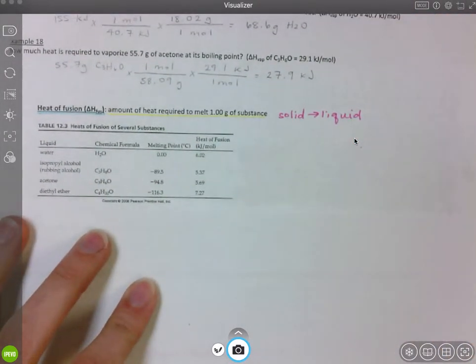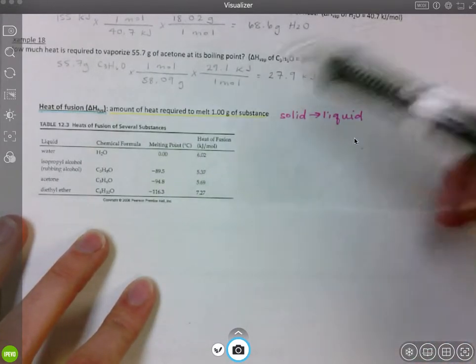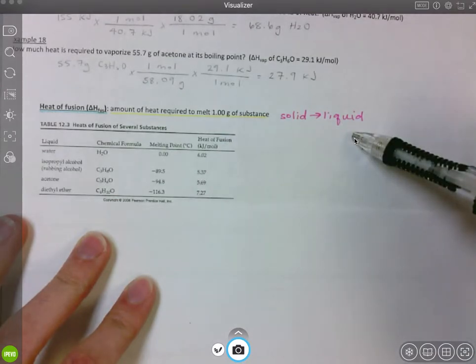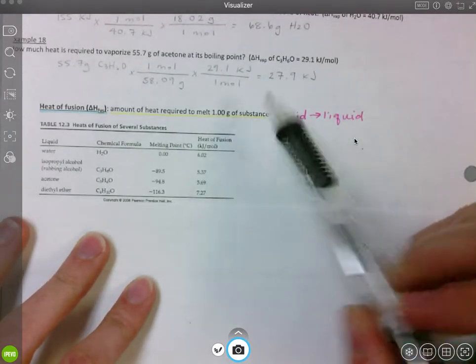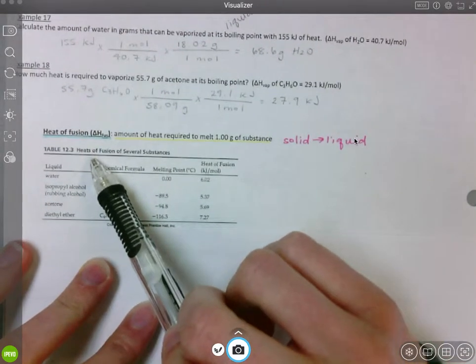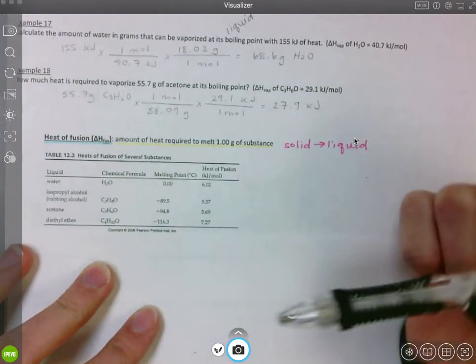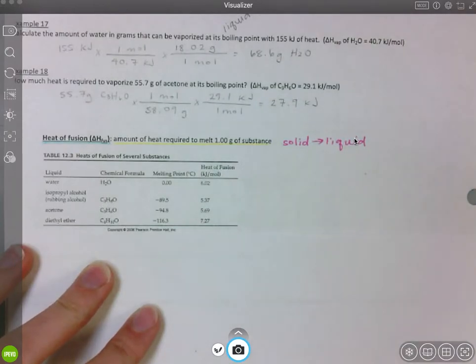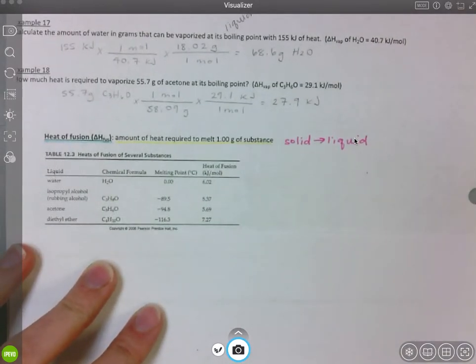So heat of fusion is the amount of heat required to melt 1 gram of a substance. So melting, we're going from a solid to a liquid. Think about melting ice. The name heat of fusion isn't as obvious as heat of vaporization, as vaporization is a liquid to a gas. Heat of fusion, the name is not as obvious.